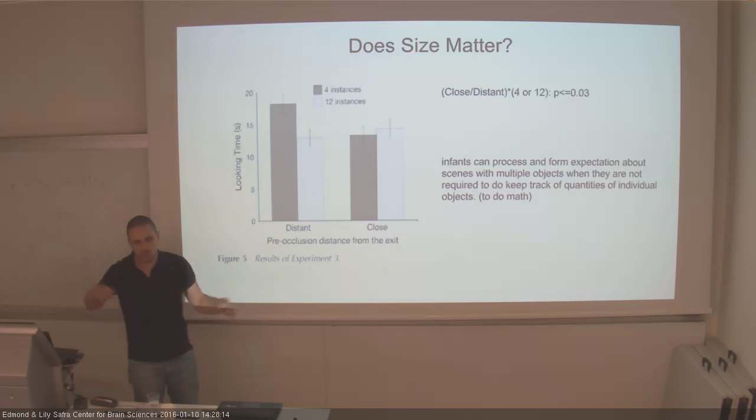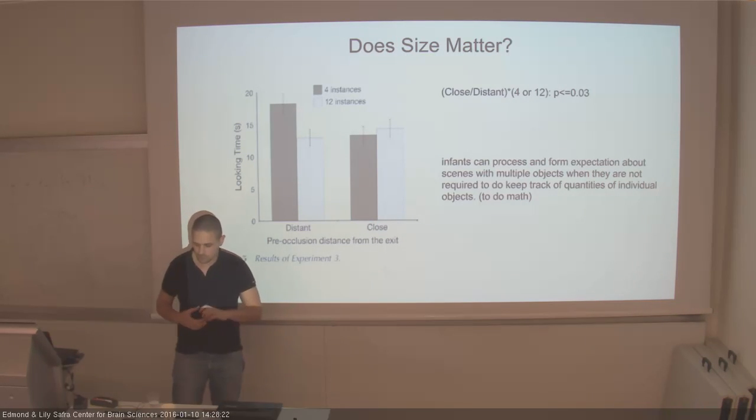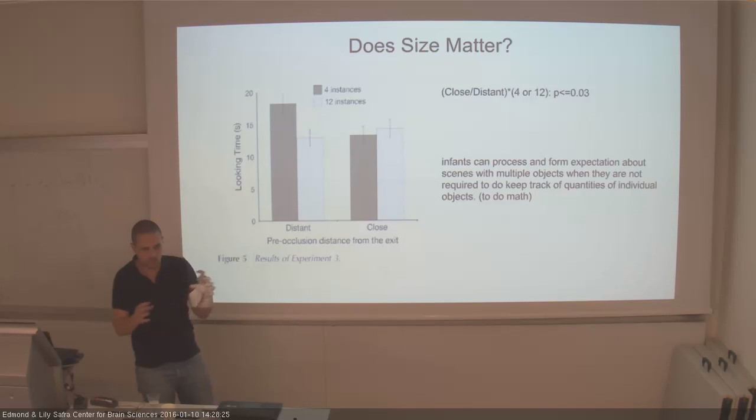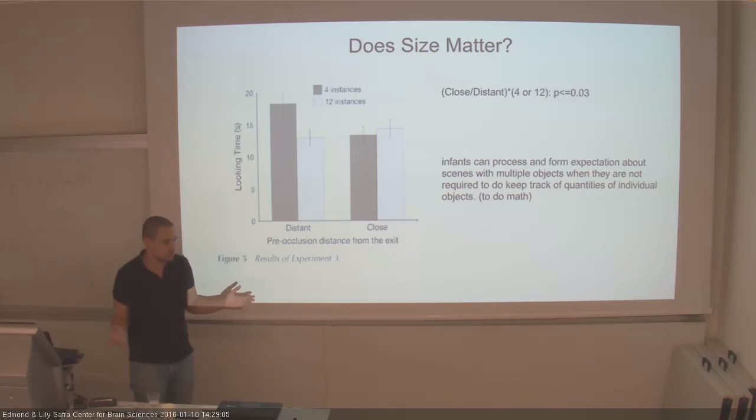The same thing they've done before, just changing the size, and now they've got this effect. They checked the interaction between close or distant and which group the item came from, and they found the interaction was significant. That's how they say there is still some sort of probabilistic inference, but it does not need to depend on specific objects and their trajectories, or on keeping in mind their mathematical quantities. So they conclude that infants can process and form expectations about complex dynamic scenes with multiple objects, where they are not required to represent individual quantities. So this is it.